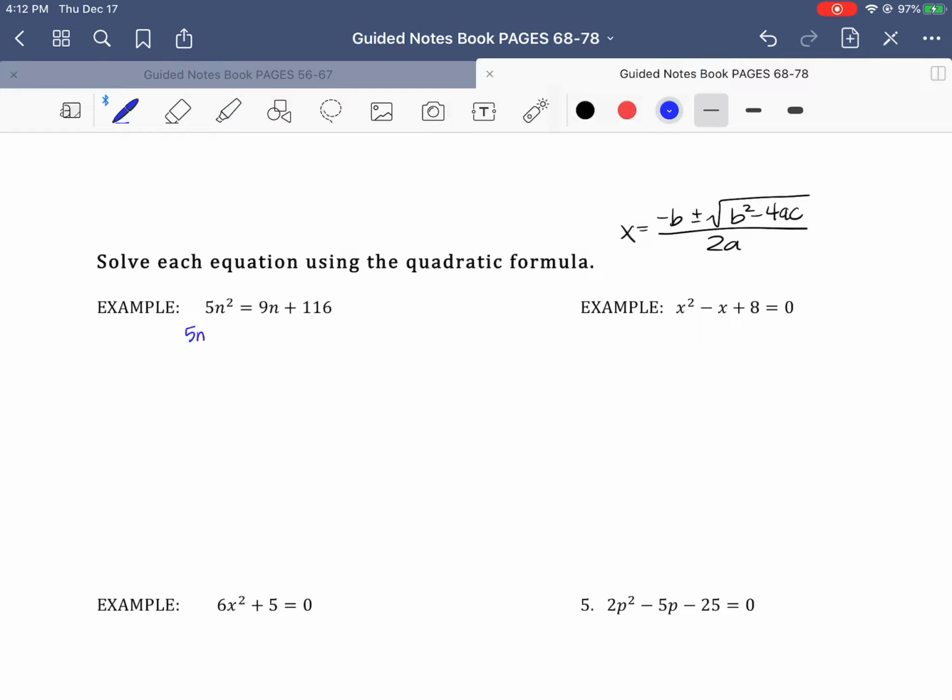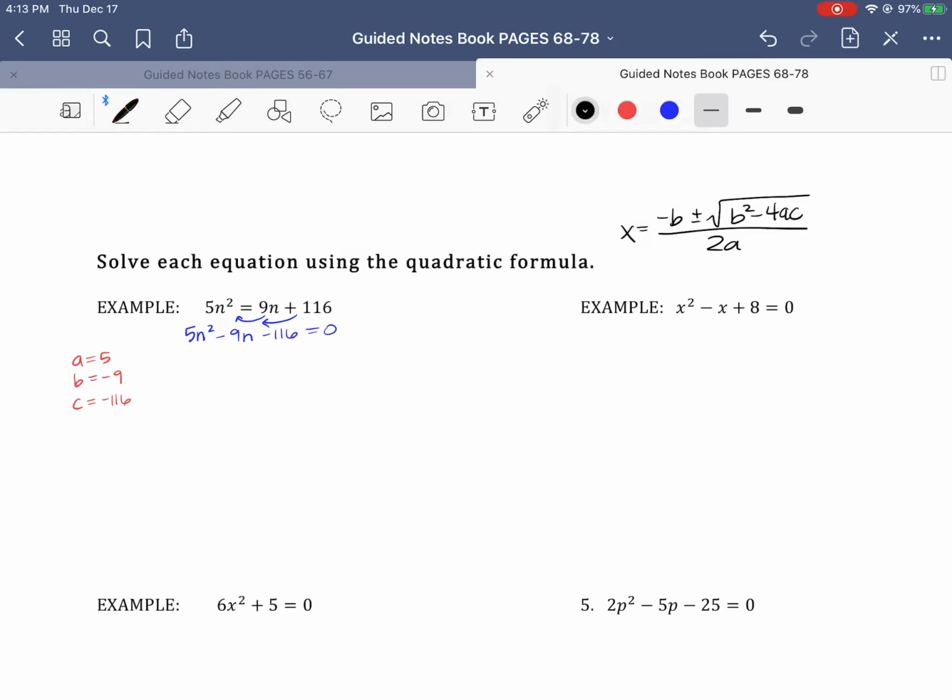So we're going to move everything to one side. So we have 5n squared. You're going to subtract that 9n over. You're going to subtract the 116 over so that it's equal to 0. Once we have that, we can identify our a value as 5, our b value as -9, and our c value as -116.